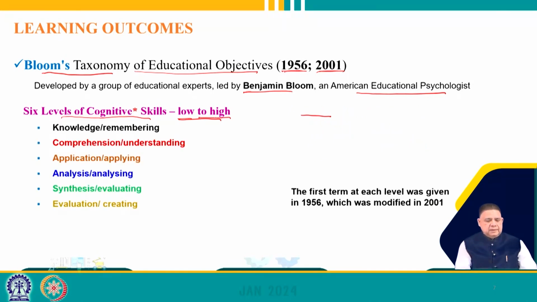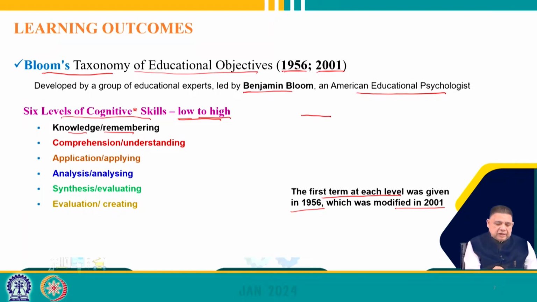And these 6 levels are starting with knowledge and remembering. If you look, there are 2 terms at each stage, and the first term at each level was given in 1956 when Bloom's taxonomy first came into existence, and later on these terms were modified in 2001.